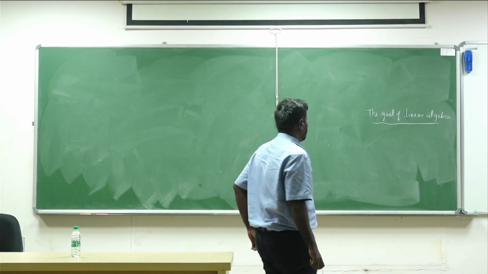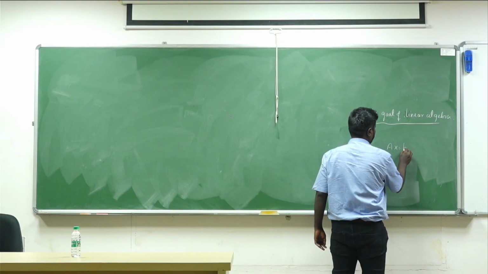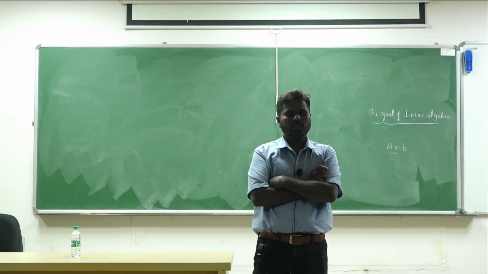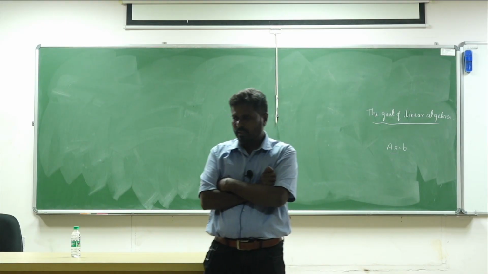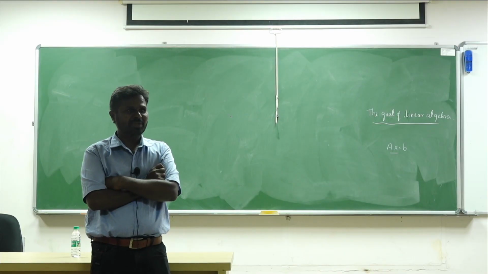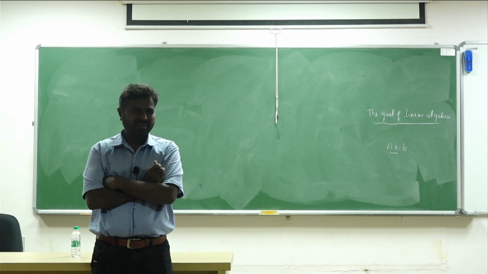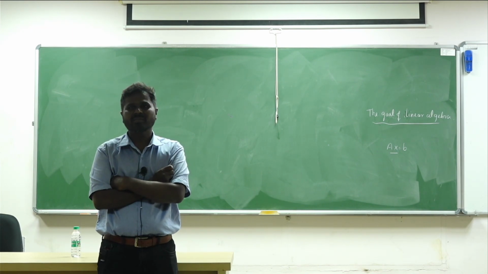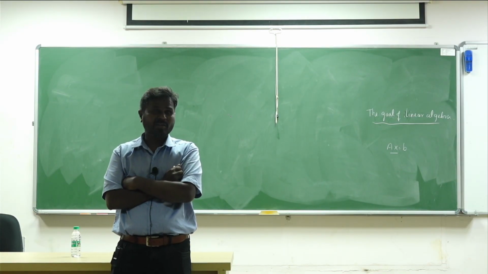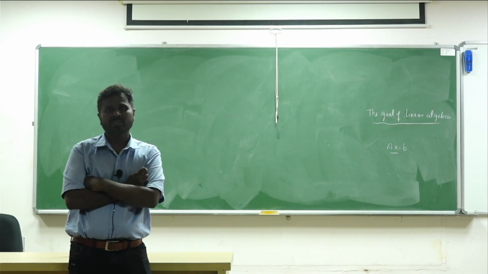The goal is to solve the system of equations Ax equal to b. But in linear algebra we talk about many things. We talk about vector spaces, the bases, independence, dimensions of the vector spaces, diagonalization of the matrix, eigenvectors of the matrix. We do talk about many things in linear algebra.